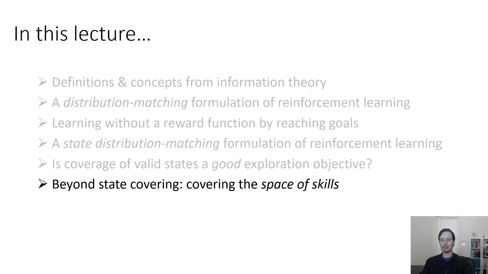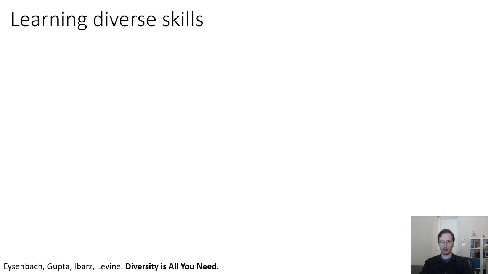All right, in the last portion of today's lecture, I'm going to talk about how we can go beyond covering state distributions and actually learn diverse skills. So what do I mean by this? Let's say that we have a policy pi of a given s comma z, where z is a task index. Maybe z is a categorical variable that takes on one of n different values.